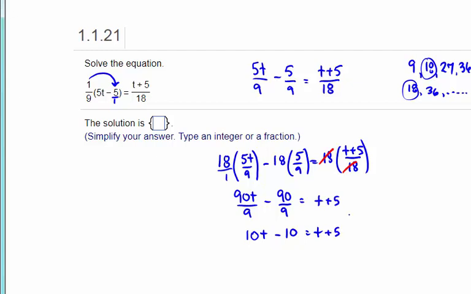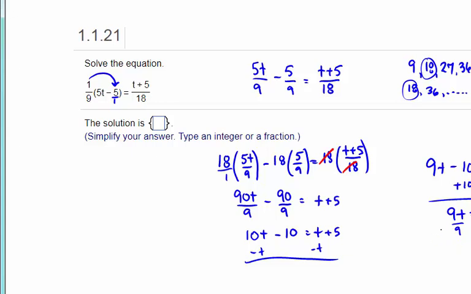And now that we have a regular linear equation with no fractions, our goal is to get t by itself on one side and everything that doesn't have a t on the other side. And so I'm going to begin by subtracting a t off of both sides of the equation. It's going to give me 9t minus 10 is equal to 5. Then I'm going to move the 10, so I'm going to add 10 to both sides, which gives me 9t is equal to 15. And my last step, to get t by itself, I need to divide by 9.